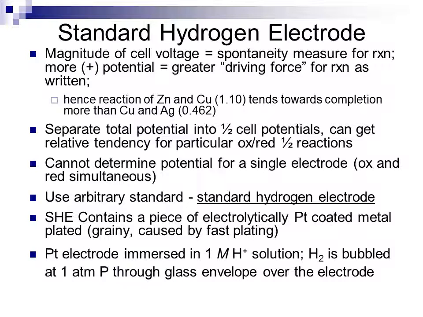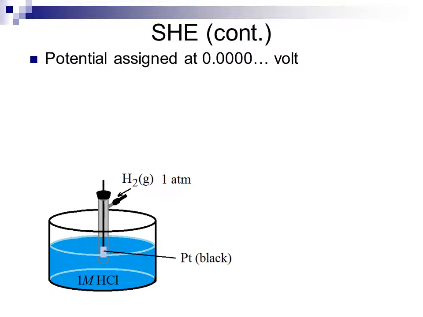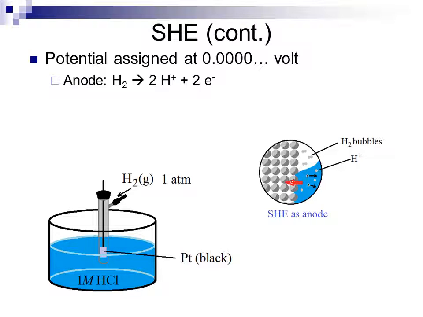The platinum electrode is generally immersed in a 1 molar H+ solution, something like hydrochloric acid, and will bubble in hydrogen gas at 1 atmosphere of pressure through a glass envelope that surrounds the electrode. The SHE is an electrode for which the potential is assigned to be 0 volts exactly, so 0.00 with infinite zeros.